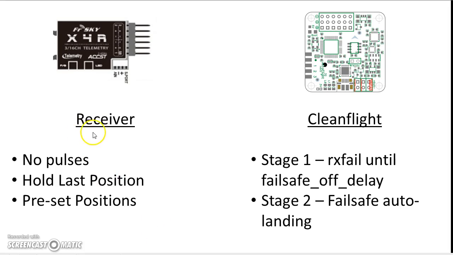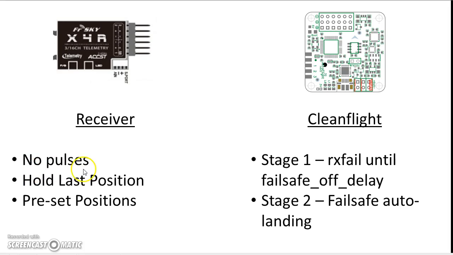So let's talk about receiver failsafe now. There's basically three types of receiver failsafe that are commonly found. Not all receivers are able to do all of these types, but some of them can do all of them and some of them only do one, and you've got to read your documentation on your receiver to find out what it can do. The three types of receiver failsafe are no pulses, hold last position, and preset positions.